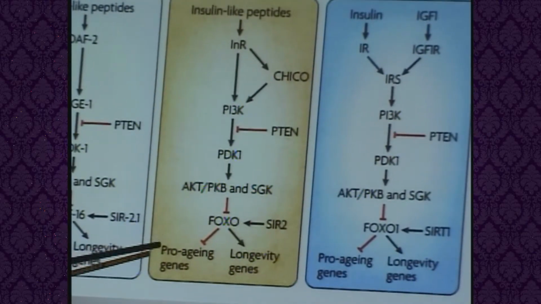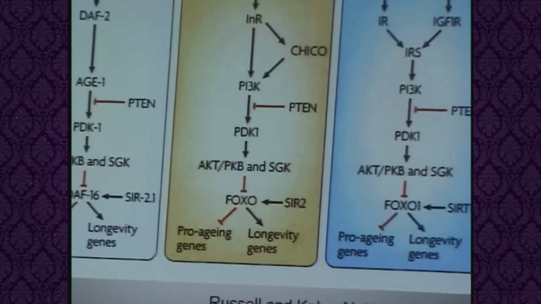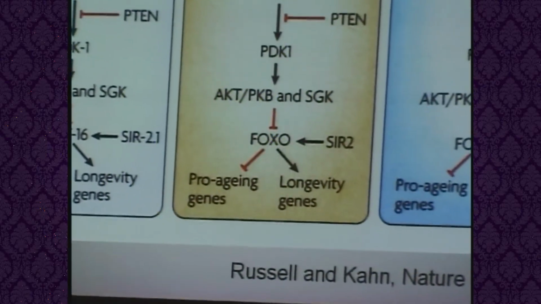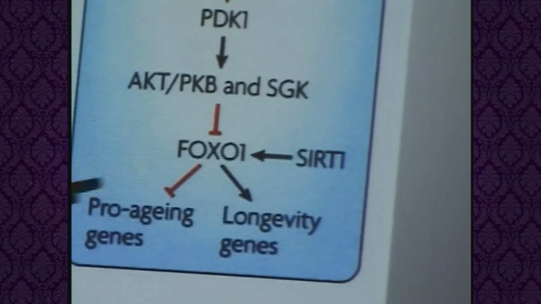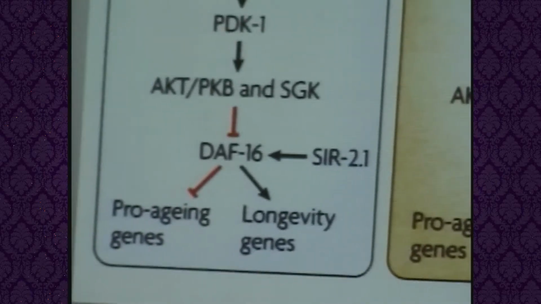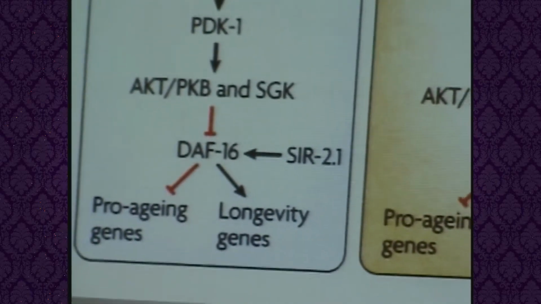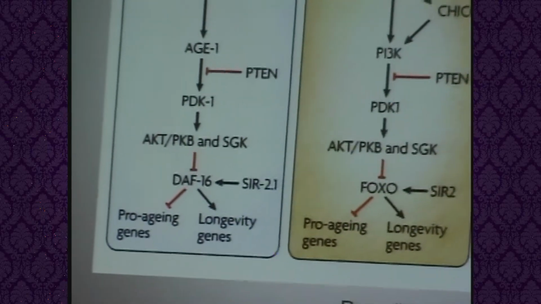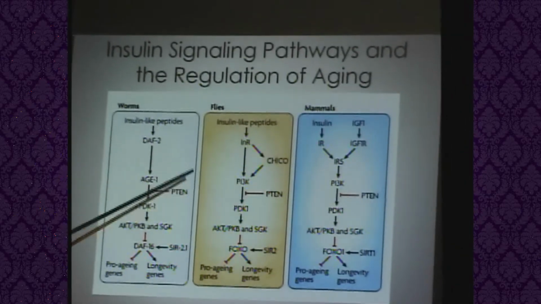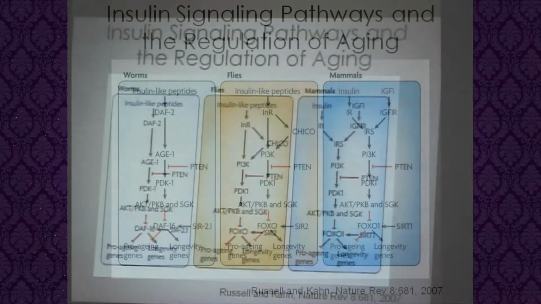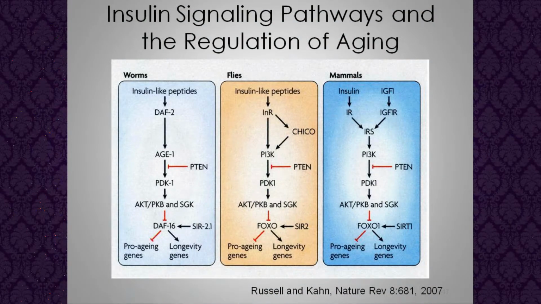I want to focus on a series of transcription factors called forkhead transcription factors, or in flies and mammals they're called FOXOs, and in worms called DAF-16. Life extension in all of these species can be effected by manipulations that decrease insulin signaling. So this is all mutational analysis. So mutations that decrease insulin signaling prolong life.